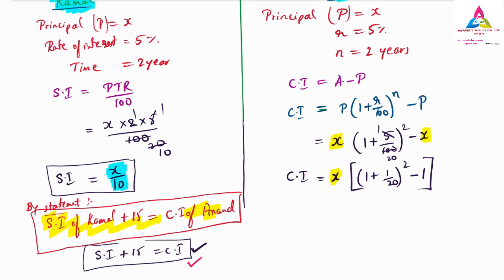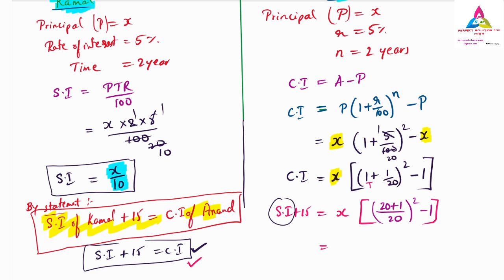So that compound interest means what? Here we have simple interest plus 15, that is equal to X into, here we will calculate, it is the LCM, we have 20. So I will write 20 over here. The remaining is 20 into 1 is 20, plus 1, the whole square, minus 1. So we will close that bracket. And next, what is simple interest? What is simple interest?